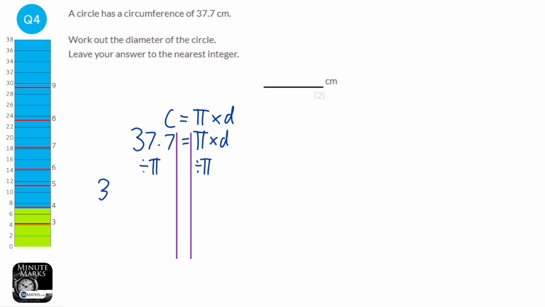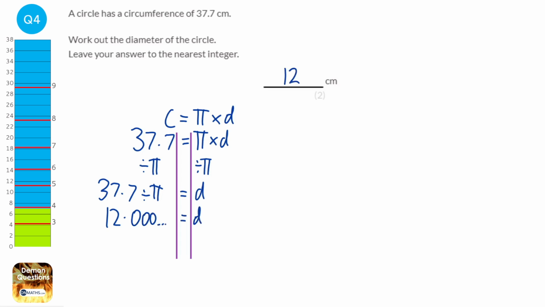So we've got 37.7 divided by pi equals the diameter. And so that is, when you round, well, it's 12.00... Round to the nearest integer, that would be 12 centimeters. And we can try it by typing in 12 times pi, and we get what would round to 37.7.